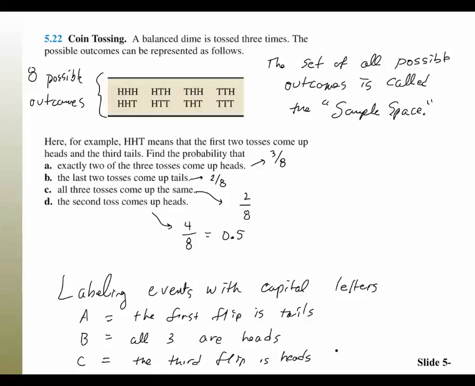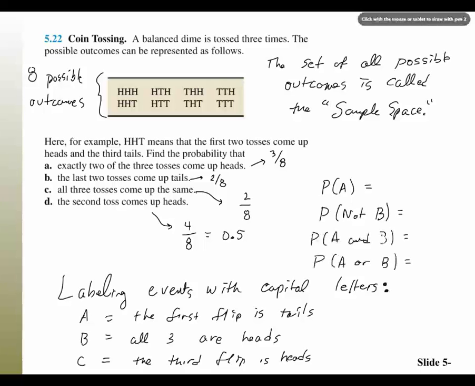So what this does is it's like shorthand now. Once I define those events, I can combine events and not have to keep writing out those statements. So I can say, what's the probability of A? And what's the probability of not B? And what's the probability? That's the question I meant to ask. Sorry about that. So just add 2 more to your list.